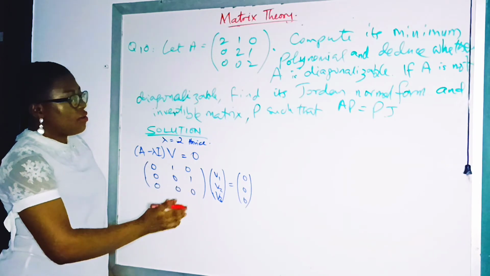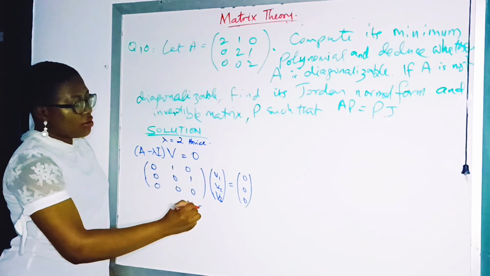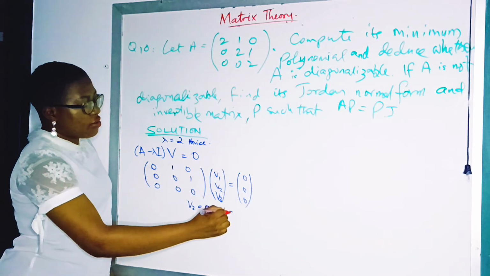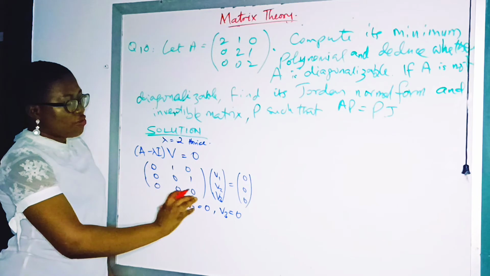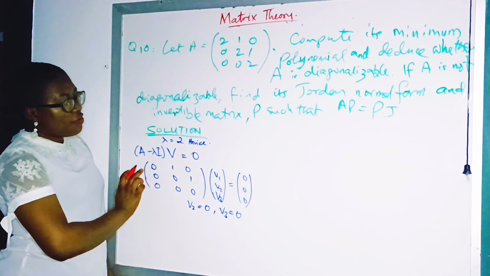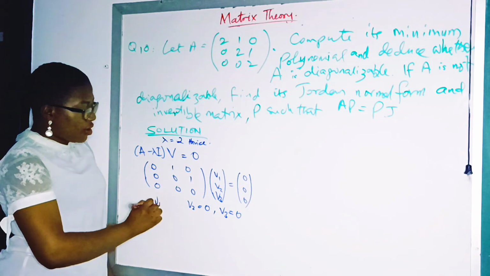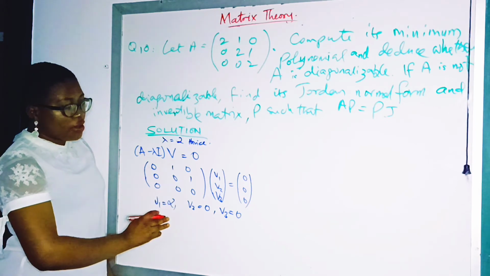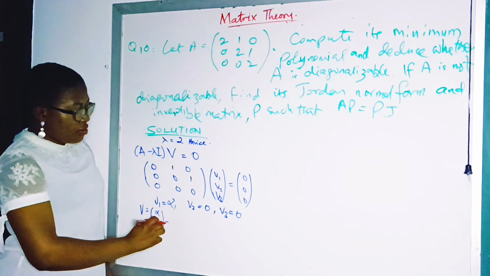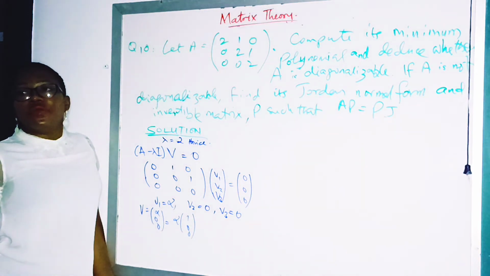Lambda is 2. So I can substitute here. Multiply this with this, I have V2 is equal to 0. Multiply this with this, I have V3 is equal to 0. But since this row is 0, it's free. So the free variable is V1, because it doesn't have a solution yet. So V1 is equal to say alpha. So we have that V is alpha, 0, 0, which is alpha times 1, 0, 0.